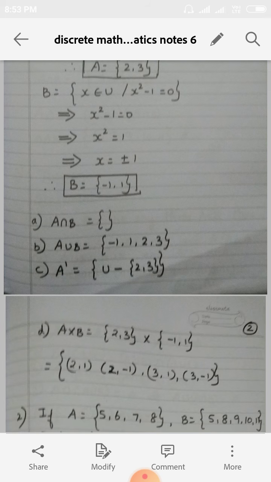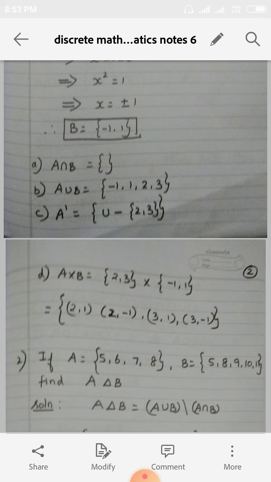Next we have to find A cross B. That is a Cartesian product. Set A is equal to 2, 3 and B is equal to minus 1, 1. Therefore the Cartesian product is (2, 1), (2, minus 1), (3, 1), (3, minus 1).